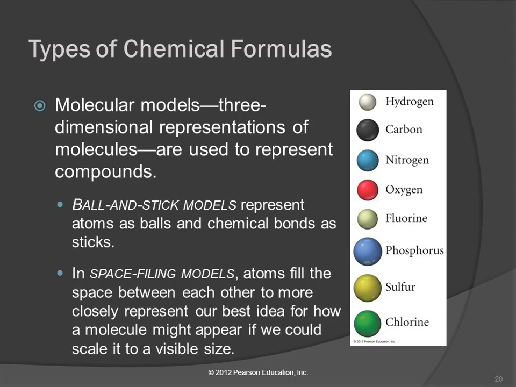We also have different types of models. A model is a three-dimensional representation. So a molecular model is a three-dimensional representation of a molecule, just like a model car is a little plastic replica of a real car, right? So there's different ways we can represent molecules. One is the ball and stick model, where we have the atoms as balls and the chemical bonds are sticks, and we put them together and it's like science Tinker Toys or something.